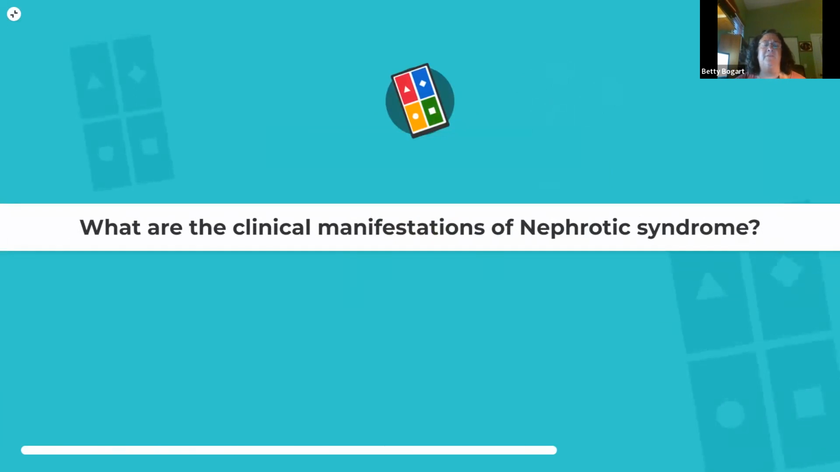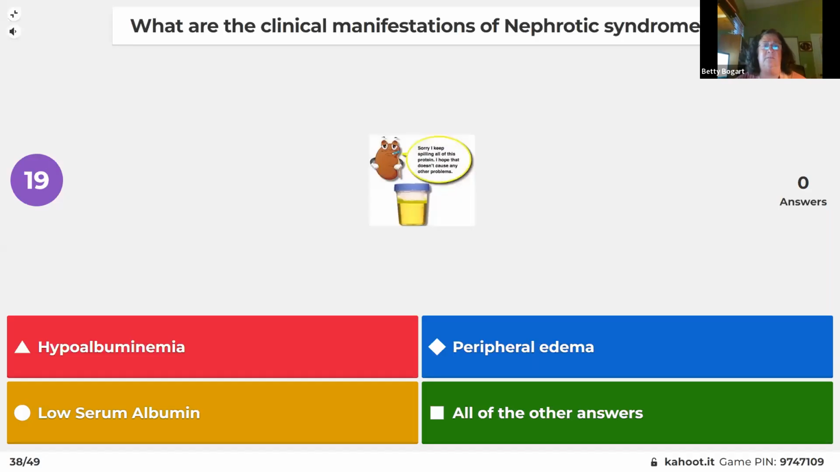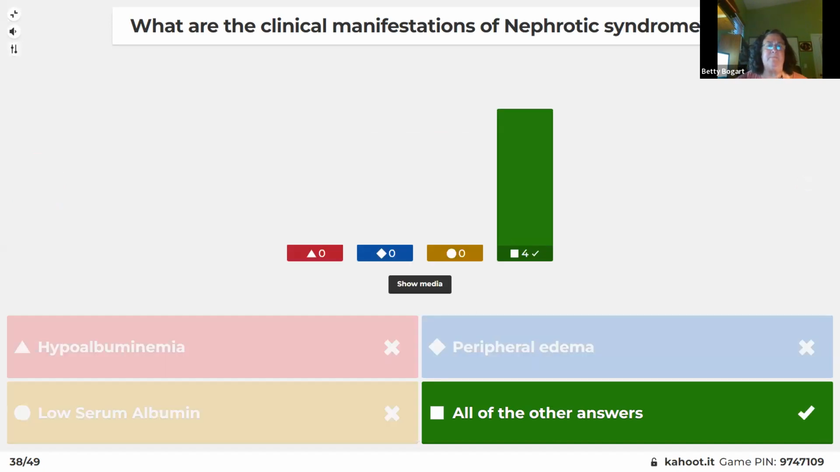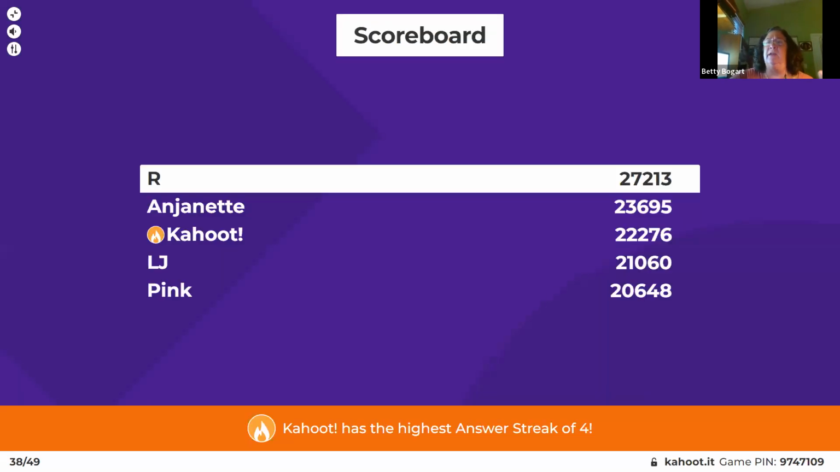What are the clinical manifestations of nephrotic syndrome? Remember, it has nothing to do with kidney failure. And it's hypoalbuminemia, low serum albumin, and of course that swelling, proteinuria. This is something treated with corticosteroids, prednisone, and of course nursing management would be daily weights, intake and output, and monitoring fluid and salt.